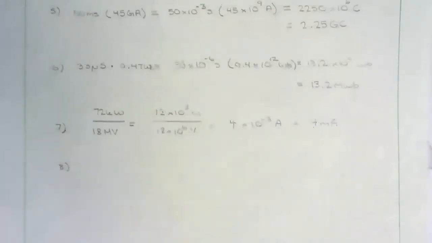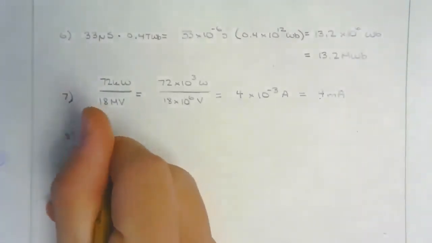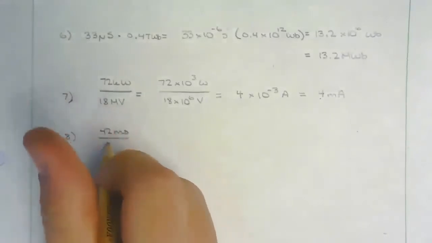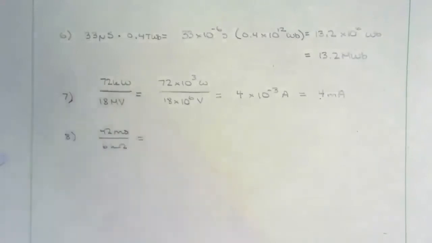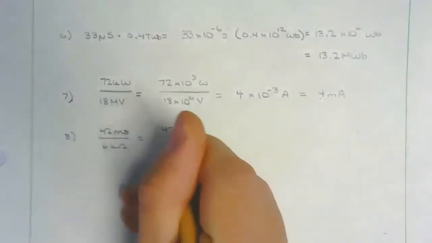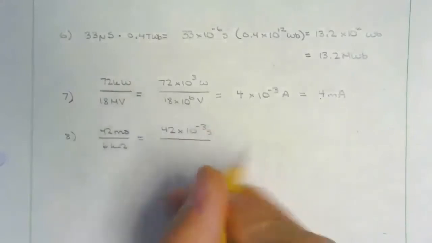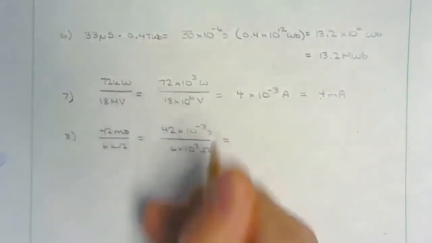8. Move it up a little. We are back to another division. So we're going to have 42 milliseconds over 6 kilo ohms. Again, try it on your own. And now we're back. 42 times 10 to the negative 3 seconds over 6 times 10 to the 3 ohms.